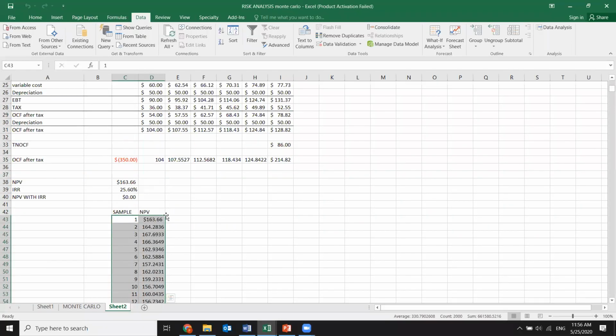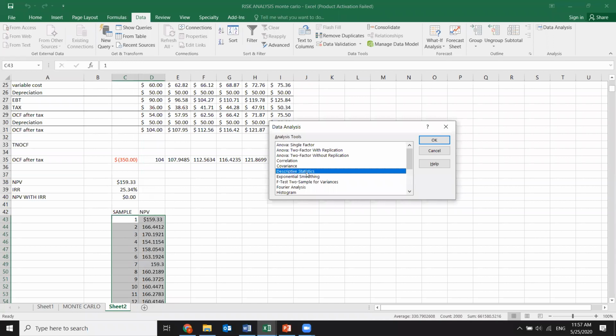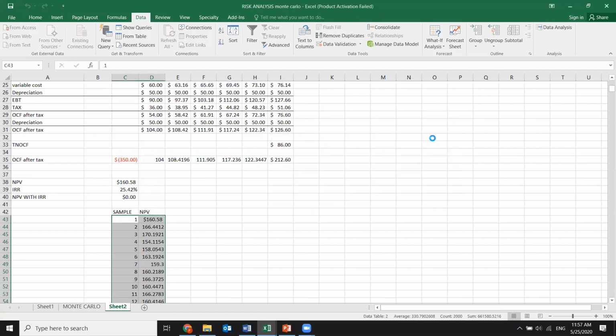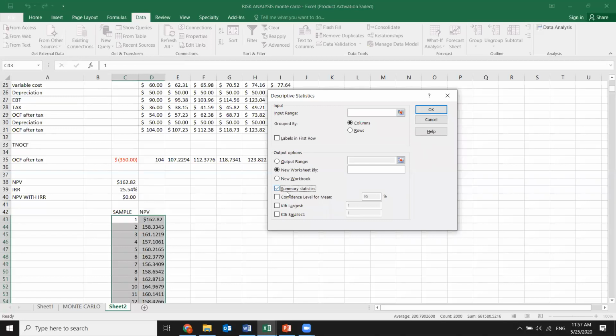Okay. What I need to do is get some descriptive statistics of it, in order to come up with a certain picture of what's going on with these 1000 different NPVs. So what can I see about it? Different 1000 scenarios. So I go to data analysis. I choose descriptive statistics. I need just the summary statistics, okay? It's automatically a 95% confidence level for me, okay? And I need it to be listed as a group. I can make it a new workbook or new worksheet or output range.